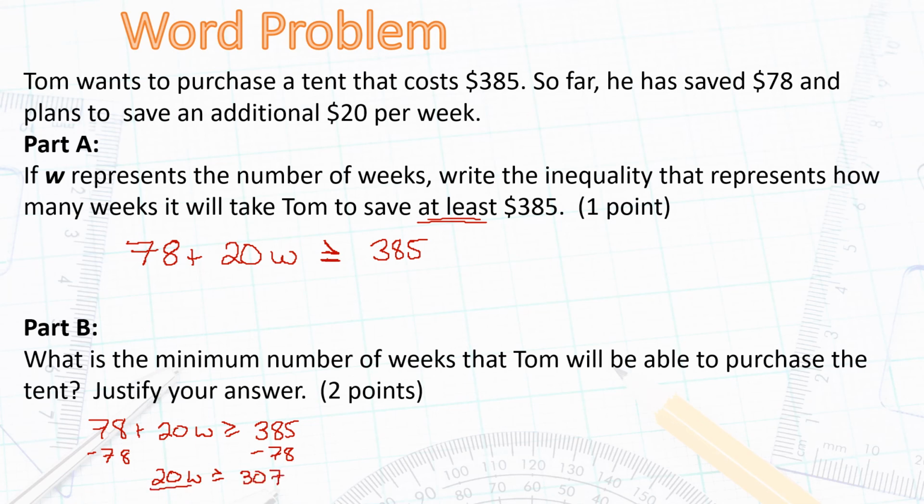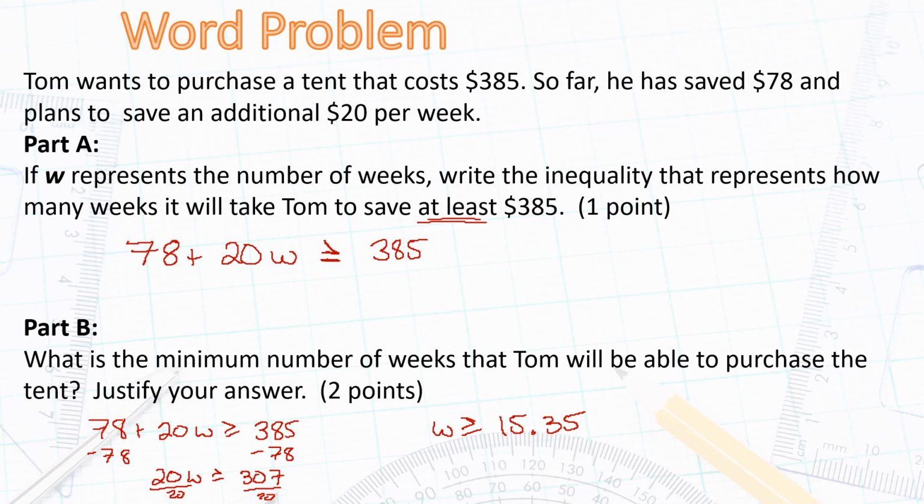And then we're going to divide both sides by 20. So yeah, this is not going to work out as a pretty number. So W is greater than or equal to 307 divided by 20. 20 goes into 307 15 times, so this is going to be 15 point something. Let me pull out a calculator quick. 0.35. All right, so it will take more than 15.35 weeks to be able to afford this.